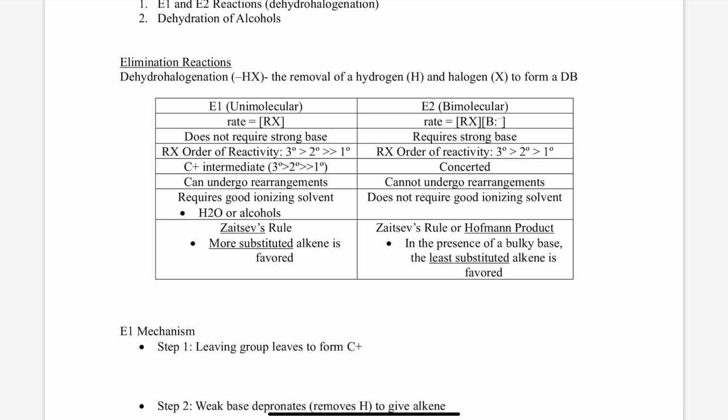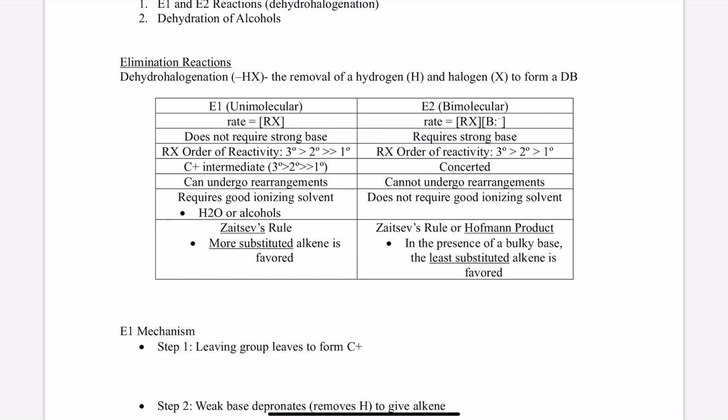However, this mechanism is concerted, so as our base is abstracting a proton, then we're going to create our double bond, and our leaving group is going to leave. Everything is happening at the same time. And because this is happening at the same time, we cannot undergo any rearrangements. However, E1 reactions are multi-step. We're going to generate a carbocation intermediate where we're going to favor the tertiary and the secondary carbocation.